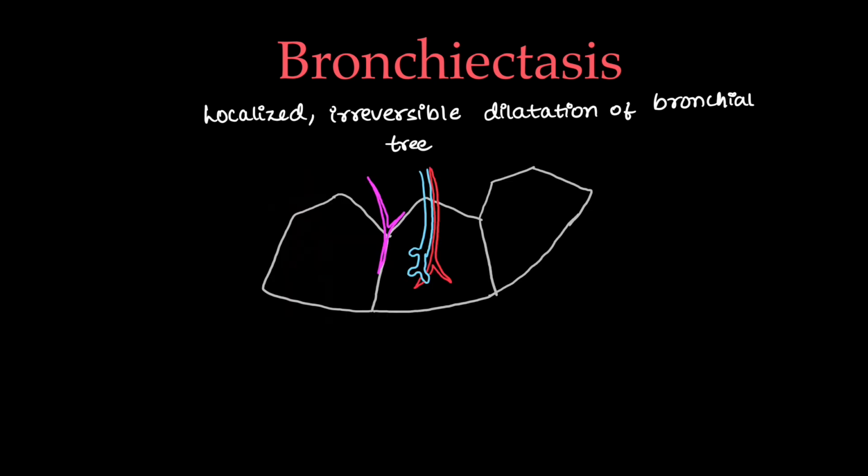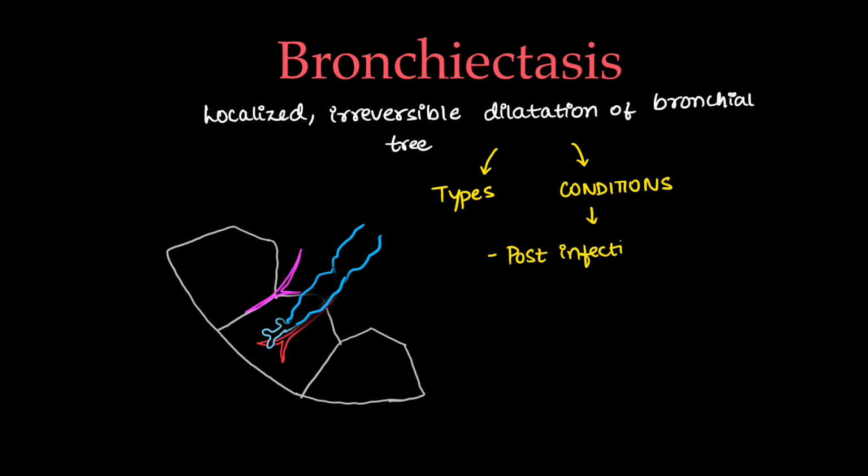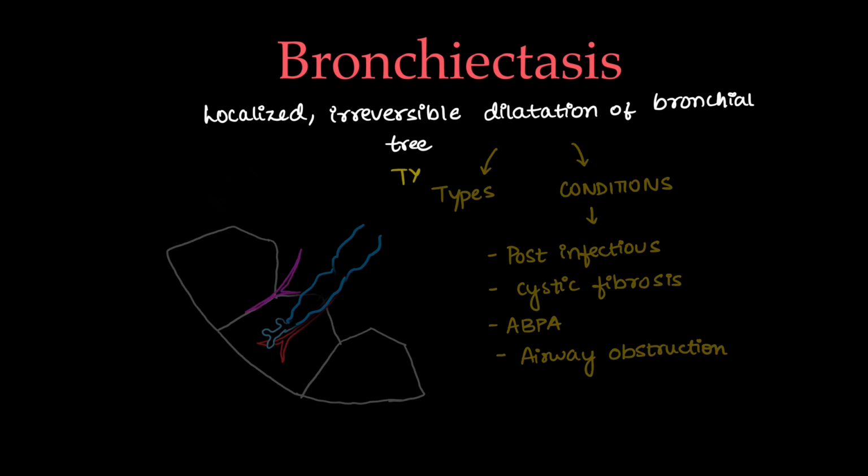Coming to the next opacity with decreased lung attenuation, that is bronchiectasis. Bronchiectasis definition is localized irreversible dilatation of the bronchial tree. This is before the terminal bronchioles. So distal to terminal bronchioles it's emphysema, proximal to terminal bronchiole it's bronchiectasis. There are multiple types. Conditions showing bronchiectasis are post-infectious, cystic fibrosis, aspergillosis, airway obstruction, etc.